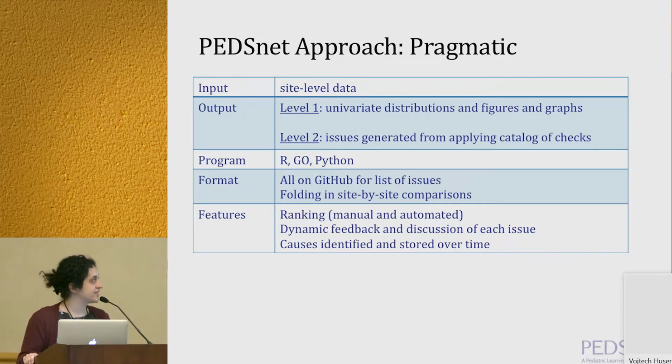Some of the features that we've put in: we've been ranking issues so that when something comes up for sites, they can look and say, okay, this is considered high priority, so I'll focus my attention on that first. And because we're using GitHub, we are constantly in communication with our sites to be able to figure out what the source of the issue is and why.